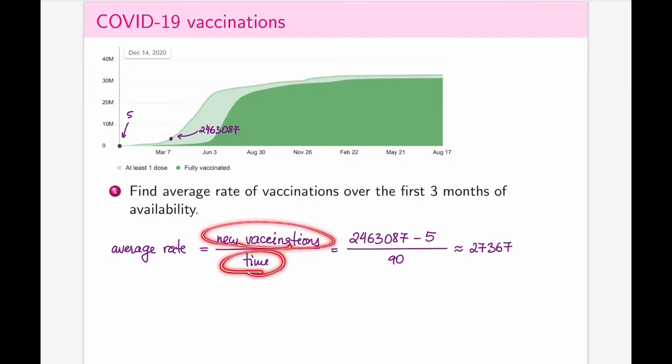The actual formula gives me the units directly. The number of vaccinations per time, which we're deciding was in days. So this is vaccinations per day. Per day. Excellent. So this is how many vaccinations occurred per day in Canada between December and March of 2020.